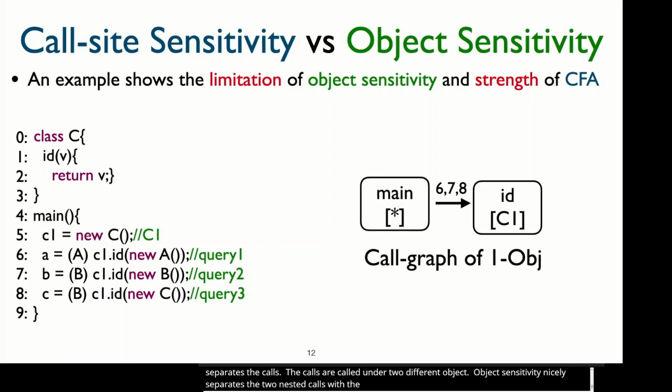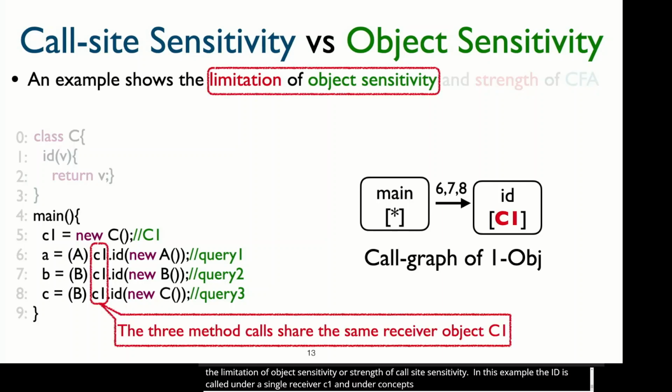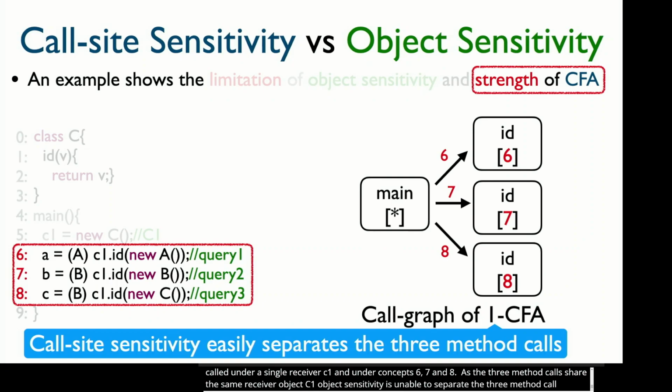This example is the counterpart that shows the limitation of object sensitivity but the strength of call sensitivity. In this example, the method ID is called under a single receiver object C1, and it is invoked at three call sites 6, 7, and 8. As the three method calls share the same receiver object C1, object sensitivity is unable to separate the three method calls. However, call sensitivity easily separates the three method calls because they are called under different call sites.